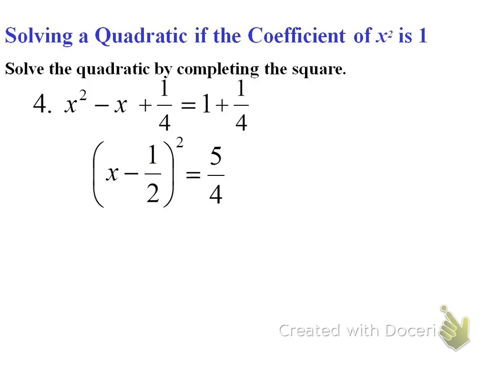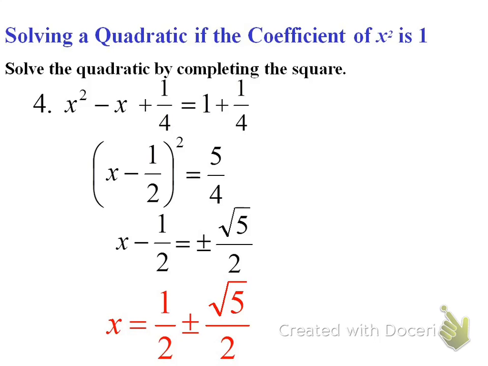Do you guys remember the next step in the process? Square root. Take the square root of both sides. So we get x minus 1/2. You need a plus or minus. The square root of 5 just stays the square root of 5. The square root of 4 turns into a 2. What's my last step? Add 1/2. Good. Now, since these have common denominators, you can actually write it as 1 plus or minus square root of 5 all over 2.